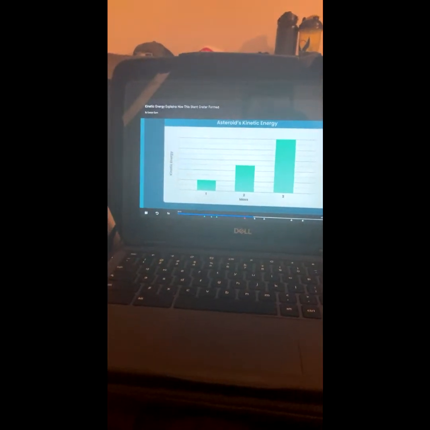Compared to its mass, we can see that as mass increases, so does kinetic energy. But remember, an object's kinetic energy is related to its mass and its speed. So, which has more kinetic energy?